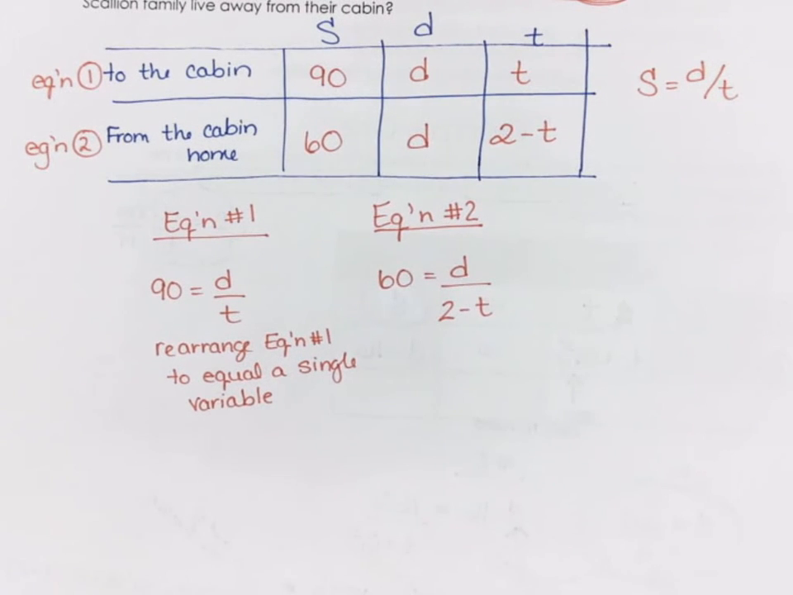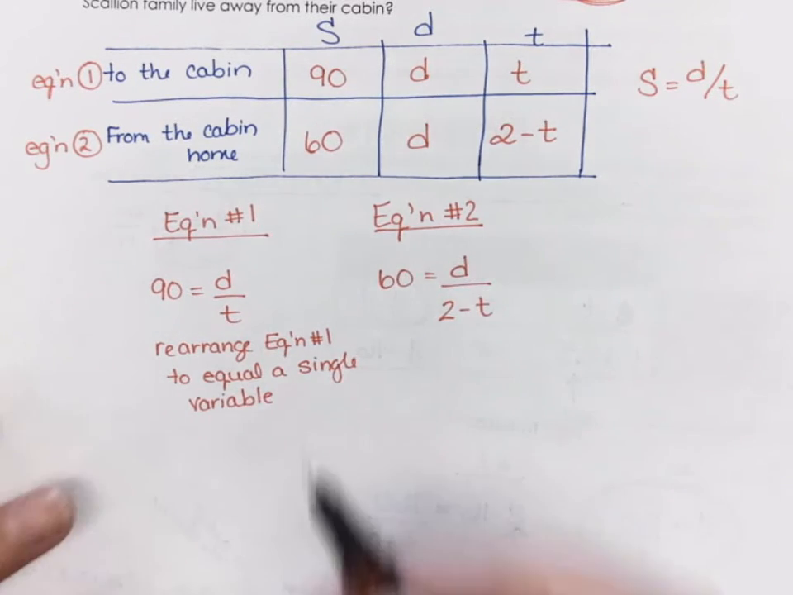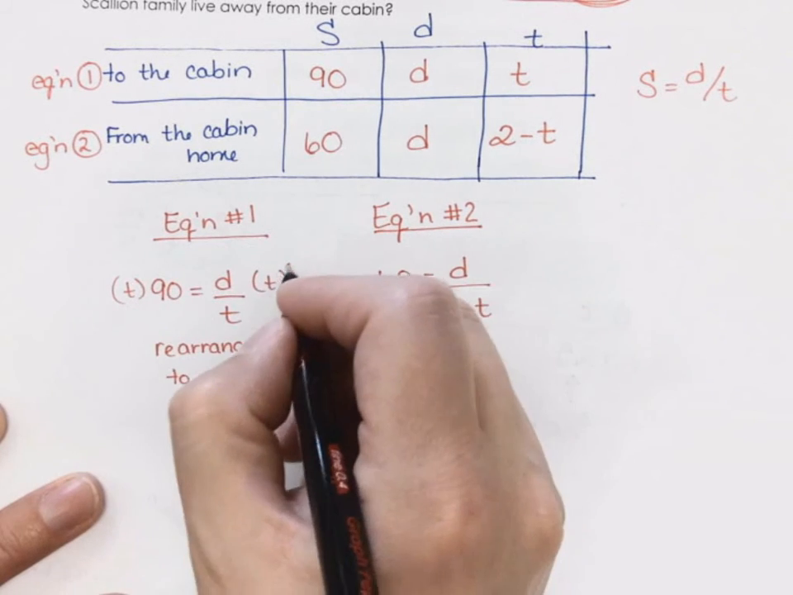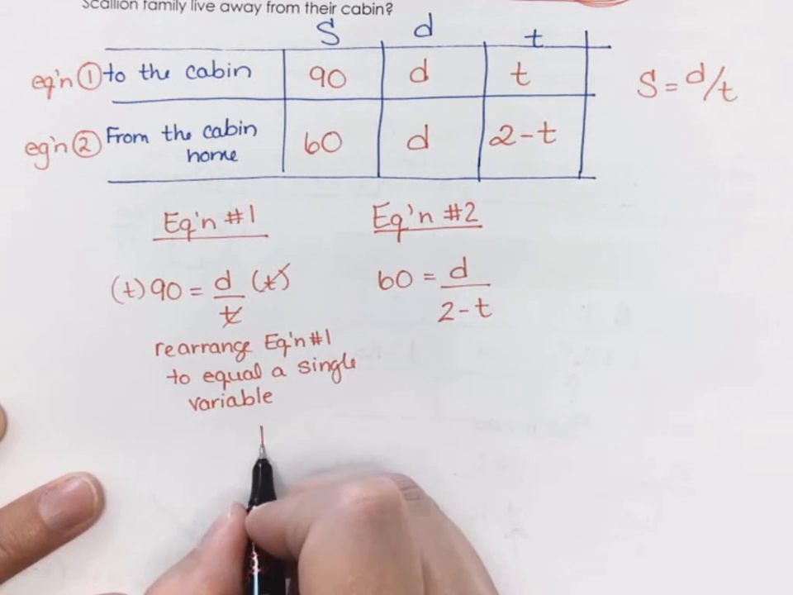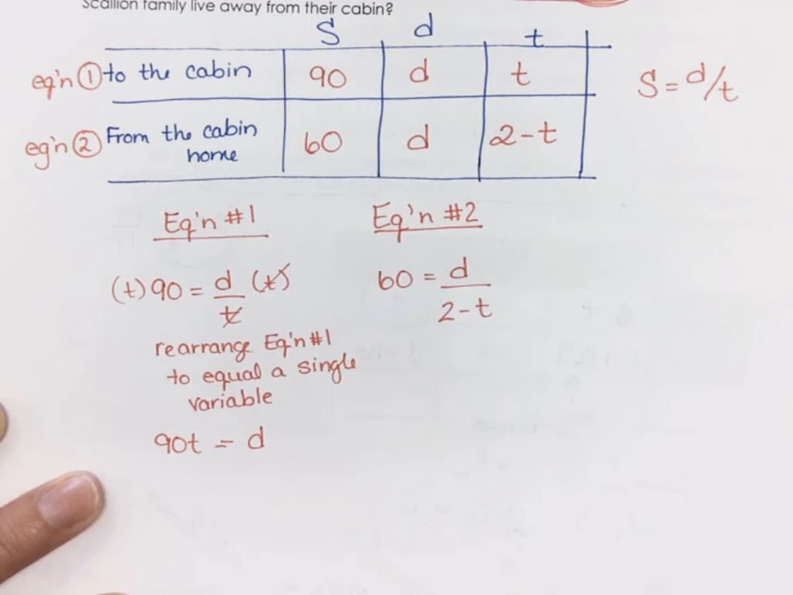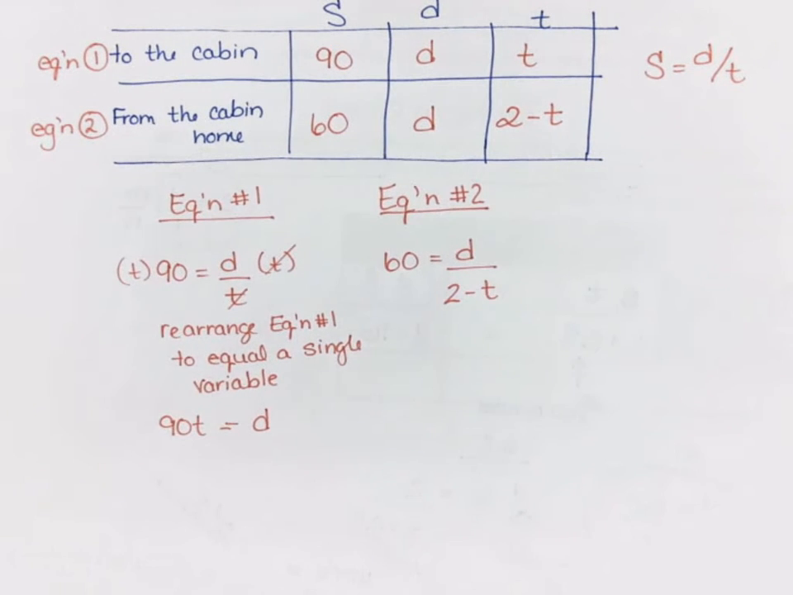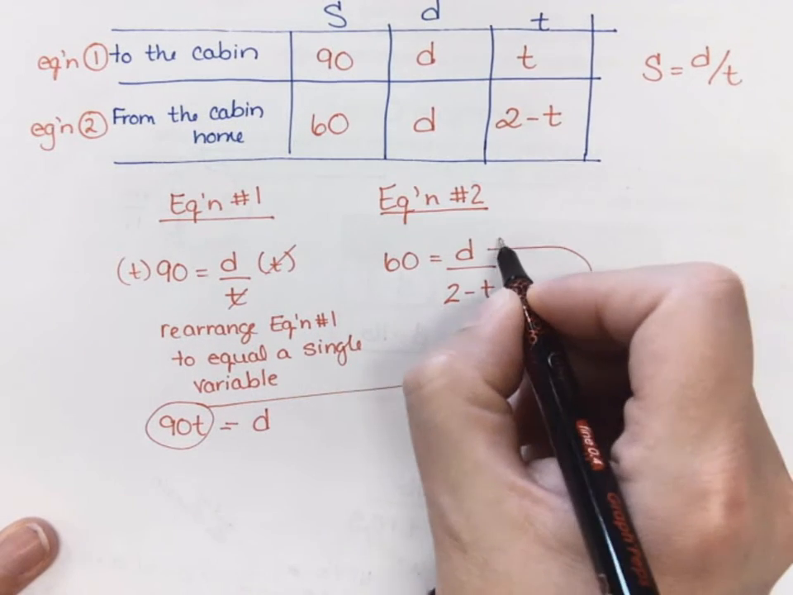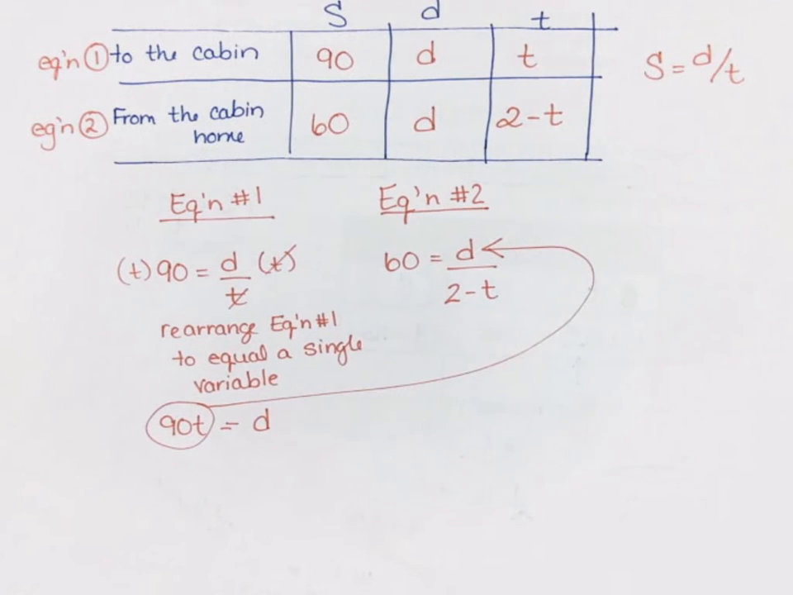So the easiest one to rearrange for is D. How do I get rid of the T on the bottom? Times by T. If I times this side by T, I times that side by T, those T's will cancel each other out. So D is equal to 90T. That's exciting. Once I have that information, I can take that and substitute it in there.